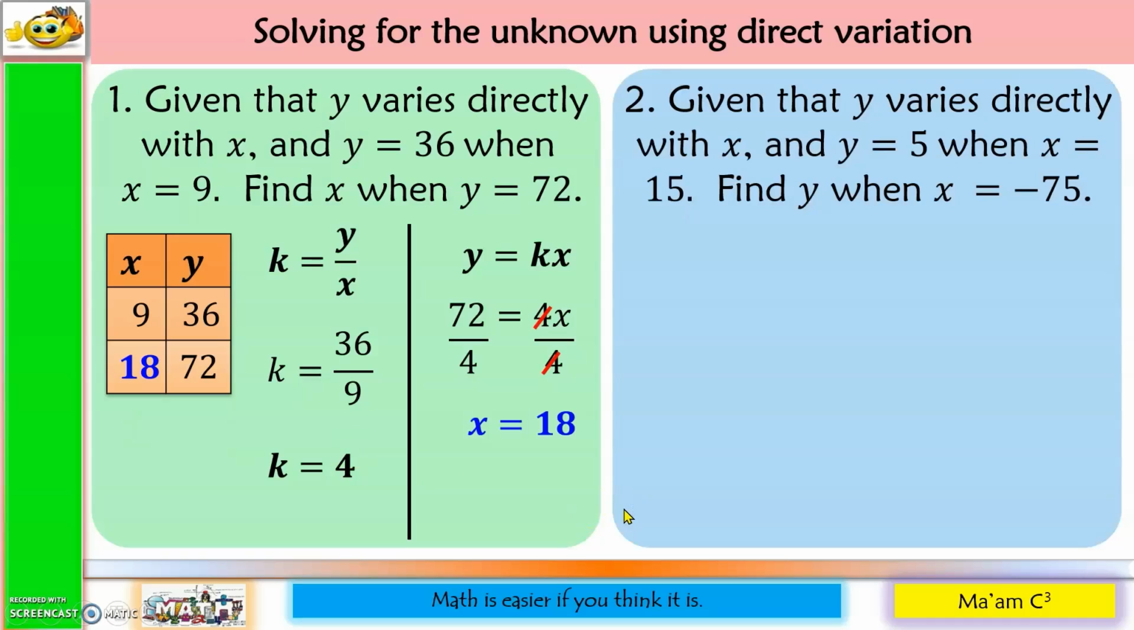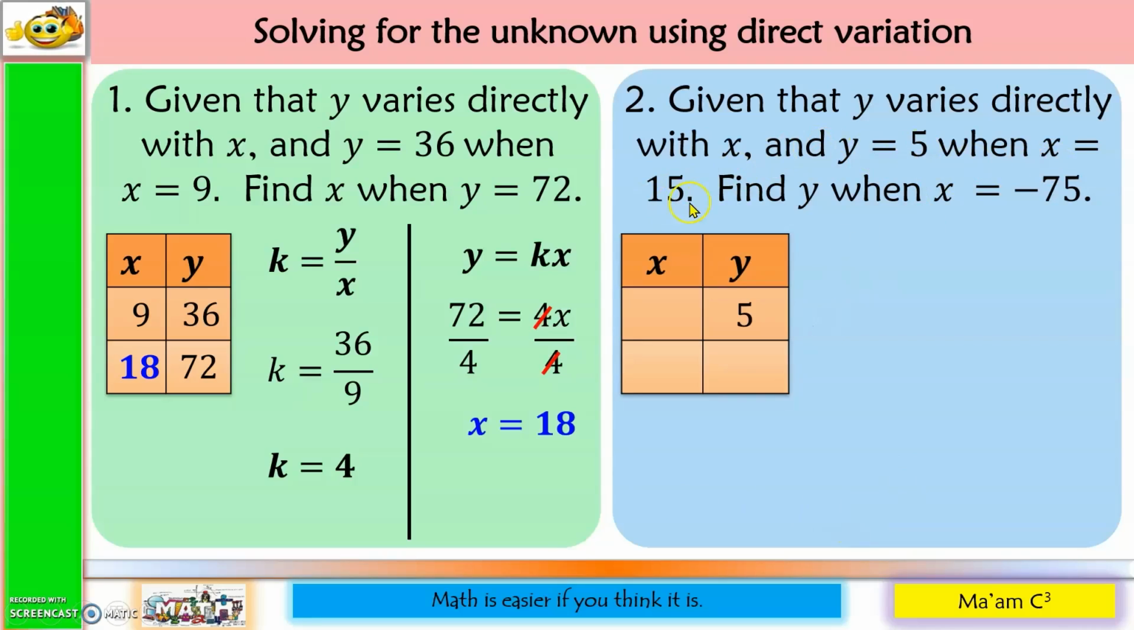Another example. Given that y varies directly with x and y is equal to 5 when x is 15, find y when x is negative 75. So again, let's create a table. So y is equal to 5. Let's write 5. When x is equal to 15, find y. So this time we're looking for y when x is negative 75. Let's have the formula for k and substitute these values to our formula. 5 over 15 in lowest term is 1/3.